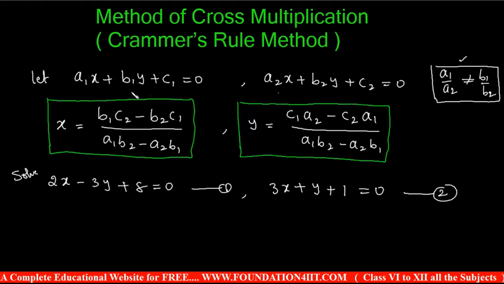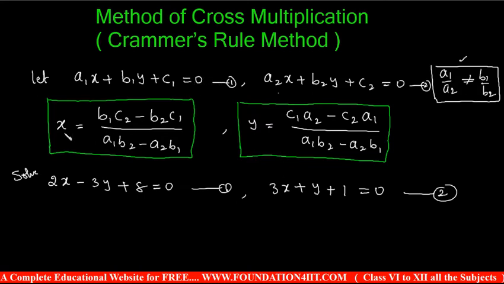Now when the two linear equations are given, for the first equation the x coefficient is a1, the y coefficient is b1, and the constant is c1. For the second equation the x coefficient is a2, the y coefficient is b2 and the constant is c2. All should be on the left side, and the right side must be only 0. So this is the procedure.